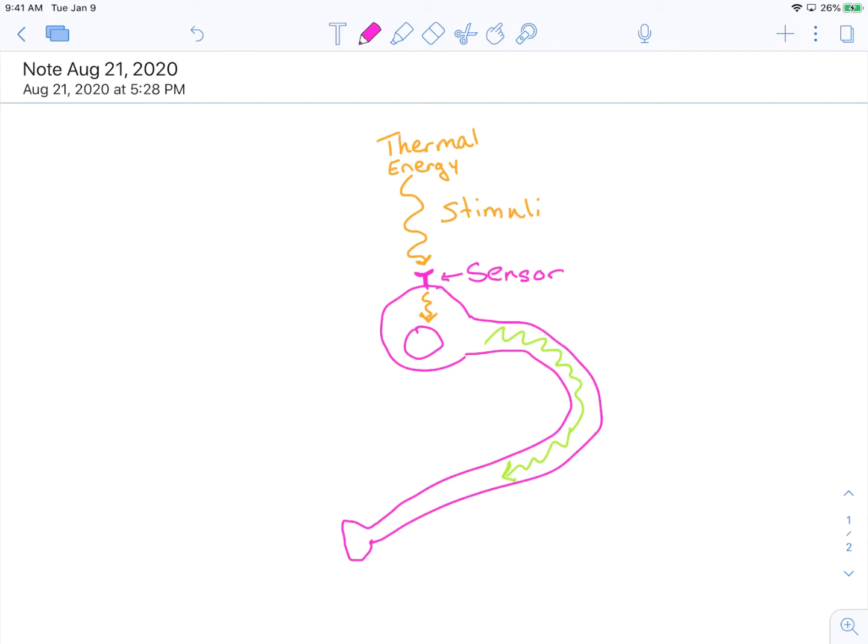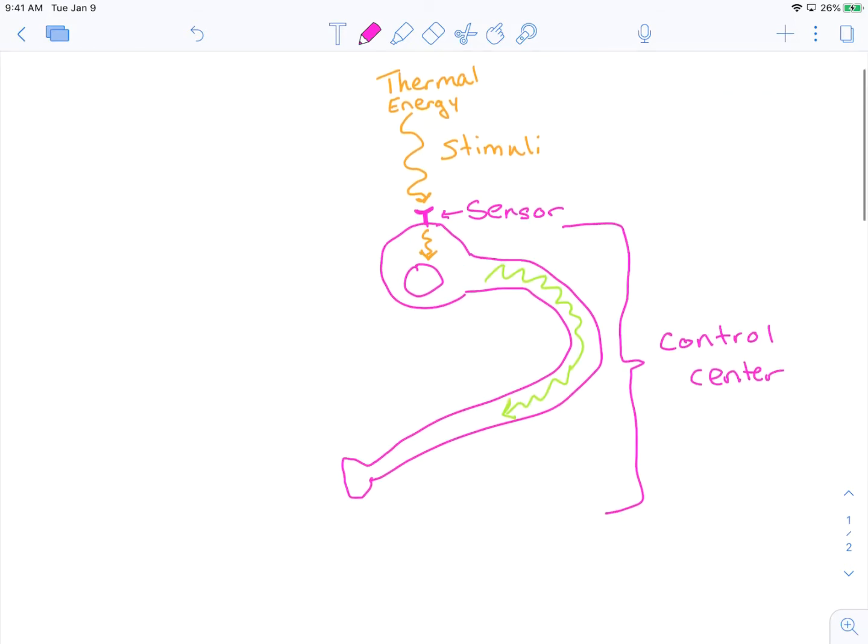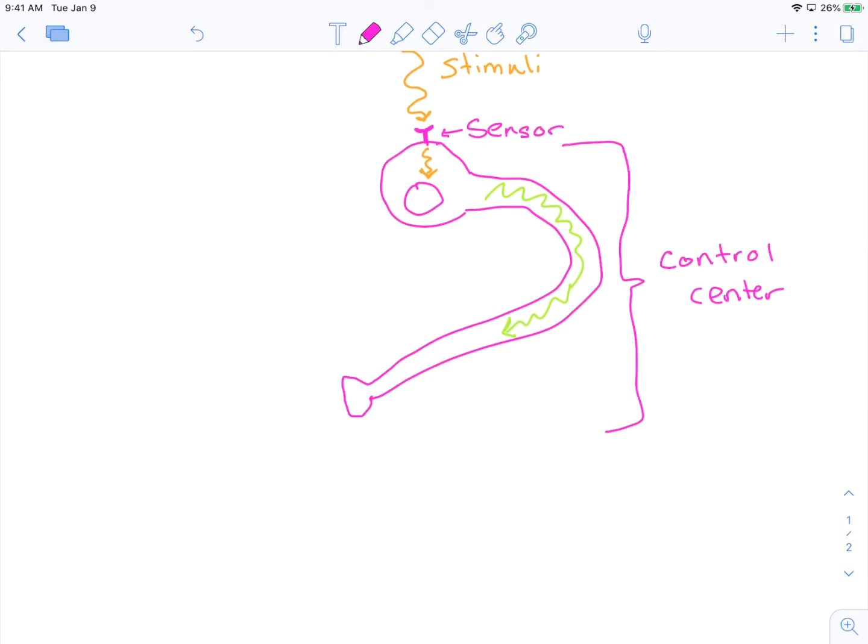But the region, the hypothalamus, would then be the control center. So I'm going to just call the receptor my sensor, and I'm going to put a little bracket here, and I'm going to call my neural network my control center, or my integrating center. And as we send this signal out, we'll activate other neurons, and that electrical activity becomes the output signal.